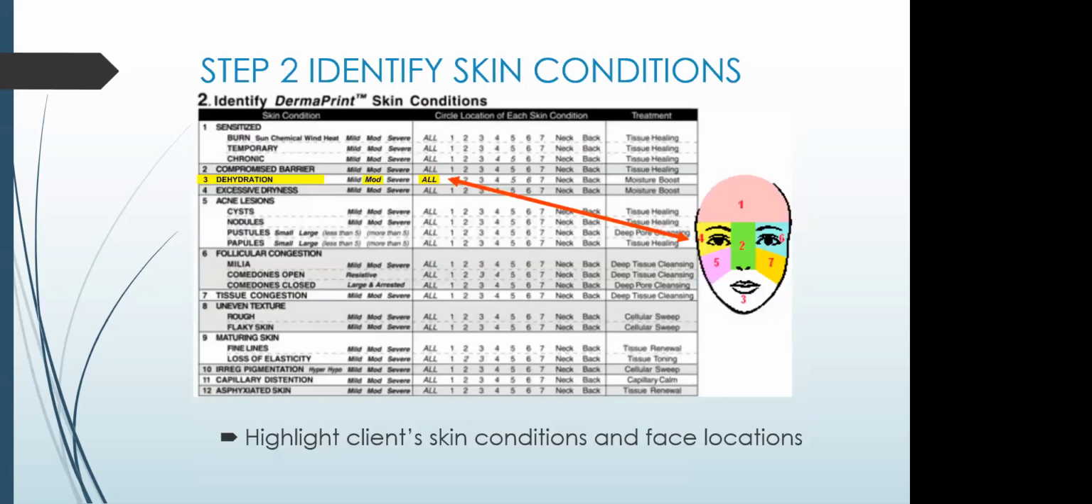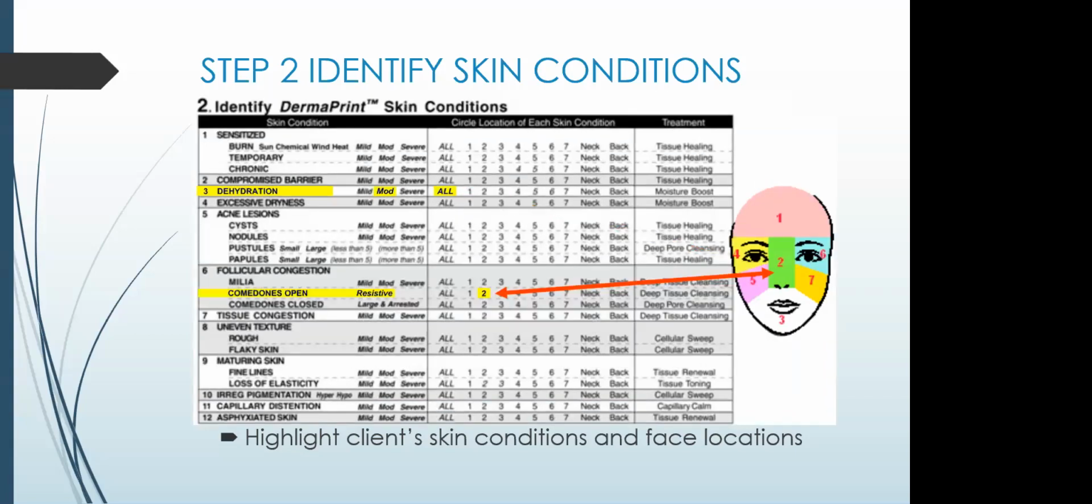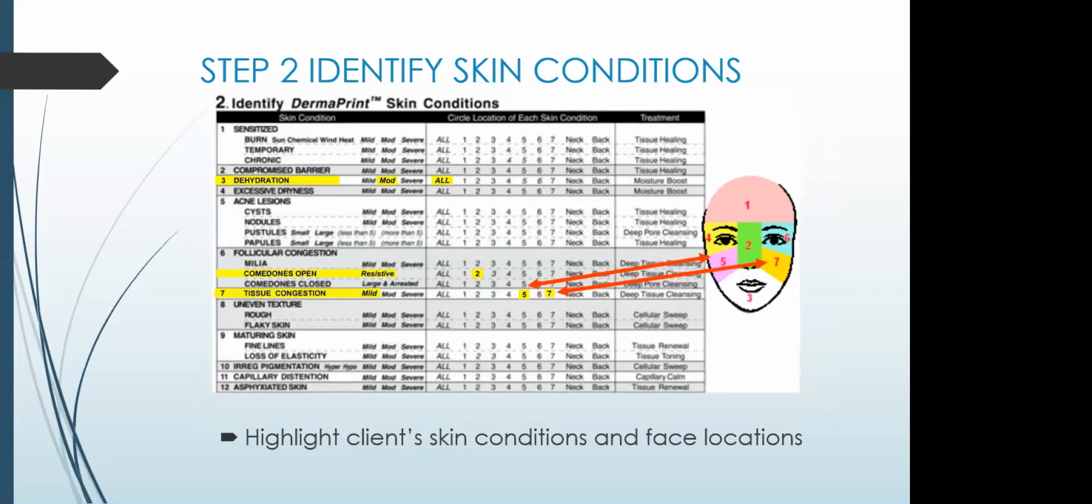Once you've gone through all of your skin conditions, you're going to highlight them on your Dermaprint form. So again, we go through each and every one, all the way down. Our model has some dehydration. It's moderate, all over her face. She's got some follicular congestion, open comedones. It's recessive, and it's just in her nose. She's got mild tissue congestion on her cheeks, so we're going to highlight 5 and 7.